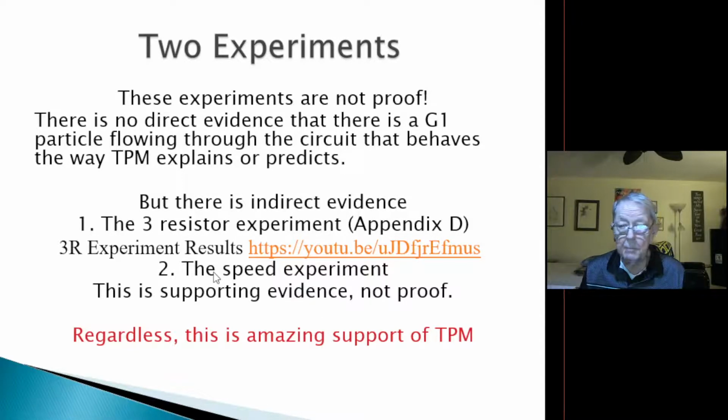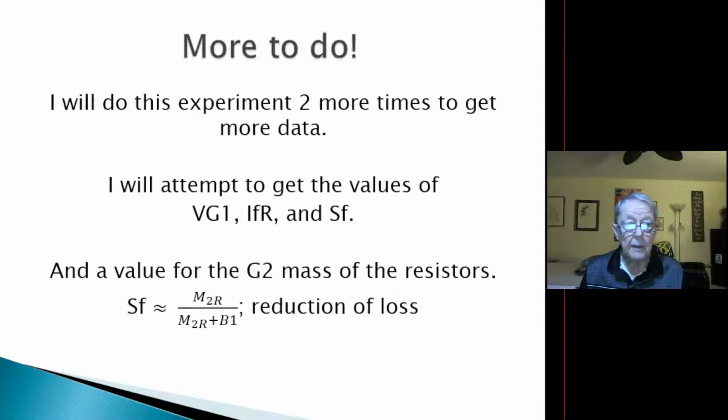The second experiment I've done right now is the speed experiment, and of course, both of these are supporting evidence, not proof. Regardless, this is amazing support for the particle model in terms of how it explains the function of a simple DC circuit. Well, there's more to do, a lot more to do. I'm going to do 2 more. I'm going to pick 2 more resistors, go through it so I can have more data.